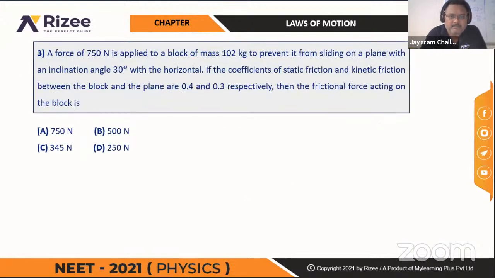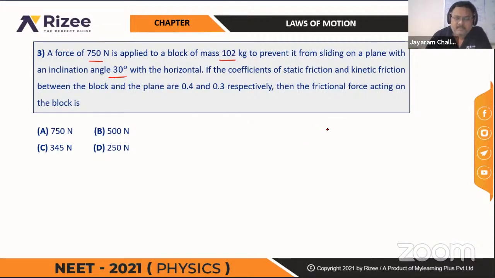Next one. A constant force of 750 newtons is applied on a block of mass 2 kg to prevent it from sliding on an inclined plane. What is the angle of inclination? He has given 30 degrees with the horizontal. If the coefficients of static and kinetic friction between the block and the plane are 0.4 and 0.3 respectively, he is asking for the frictional force acting on the block.